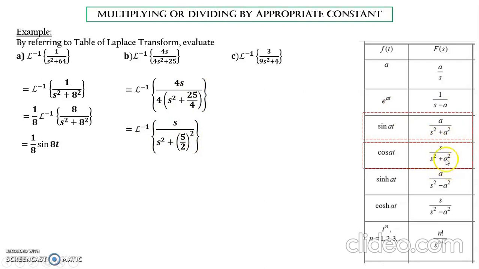So, in this case, a adalah 5 per 2. Right, so dia punya f(t) adalah dalam bentuk cos 5 per 2 t. Okay, so finally jawapan dia adalah cos 5 per 2 t. Okay, so kita pergi tengok kepada contoh C.